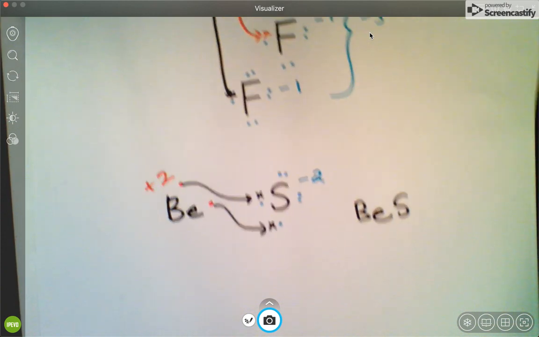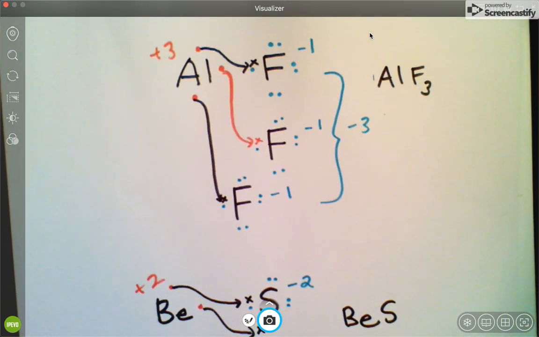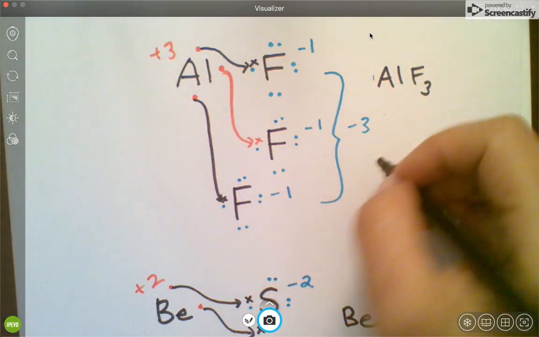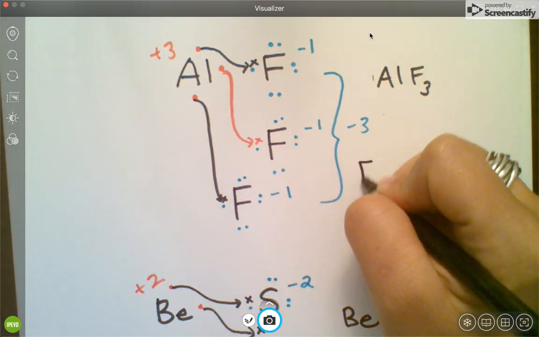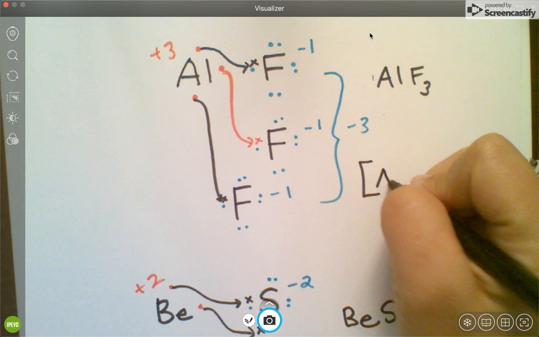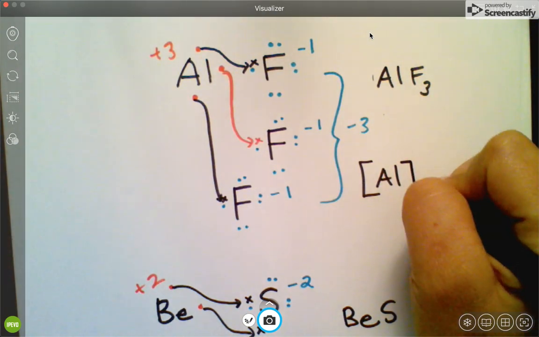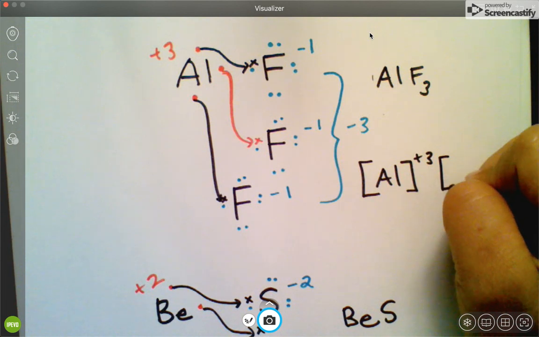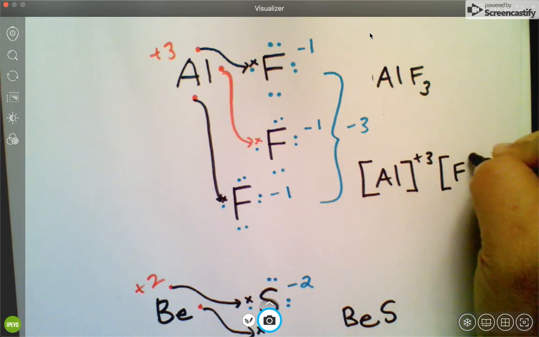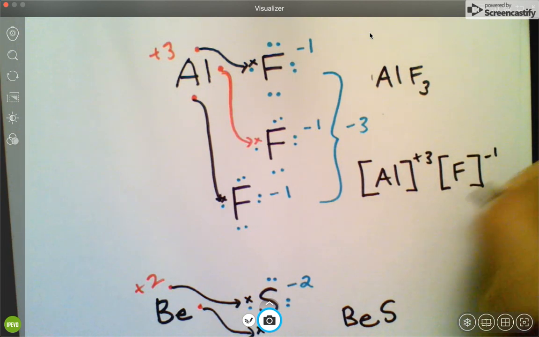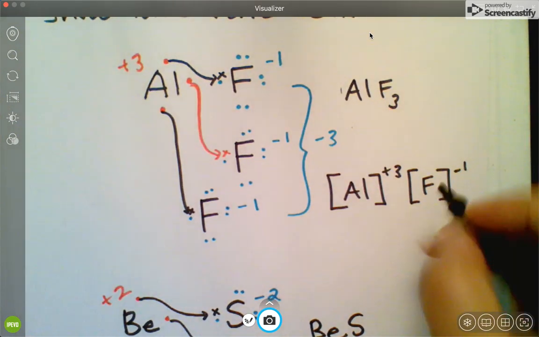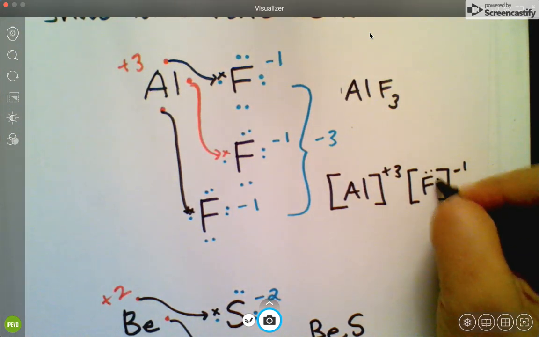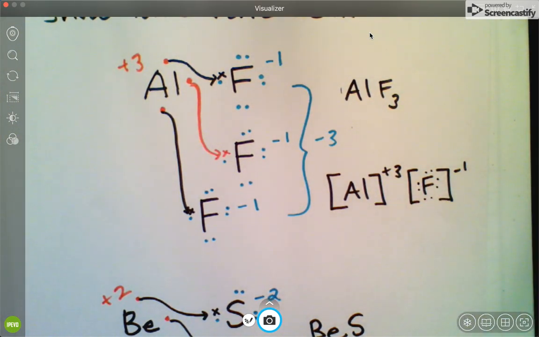Now, going back to our original, usually the proper notation would be to show ions, we illustrate them in square brackets. So I really should put aluminum in a square bracket with the charge outside the bracket like that, and fluorine with its charge outside the bracket like that. And we would show that fluorine now has its full octet.